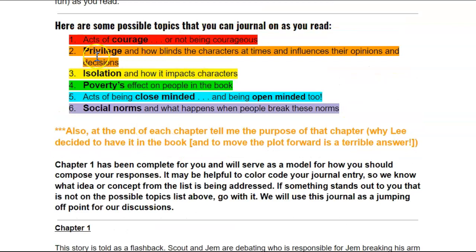All right, so here are the topics that I want you to focus on as you journal. Look for acts of courage or not being courageous. Look for where privilege comes into play and how it blinds characters at times and influences their opinions and decisions. Look for instances of isolation and how it impacts characters. Look at how poverty affects people in the book. Look at acts of being closed-minded and also being open-minded. And then look for social norms and what happens when people break these social norms.